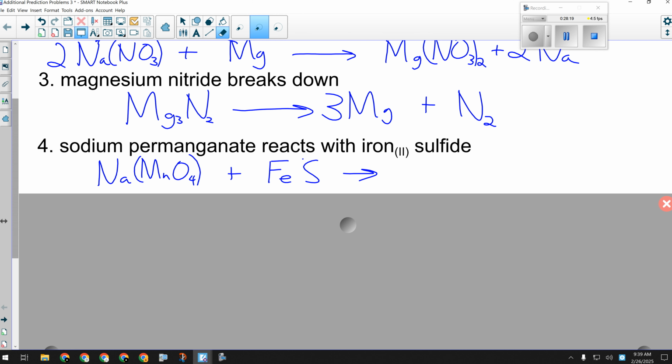What kind of reaction are we looking at? Double replacement. They're both ionic compounds. So we're going to swap the metals because that's what the pattern says to do. So that means iron ends up with permanganate. This iron is a 2 plus, permanganate's a -1, so we'll have to write it like that. And sodium is going to end up with sulfur. Sodium's a +1, sulfur's a -2, so end up with that.